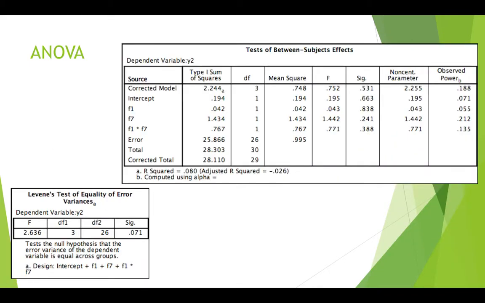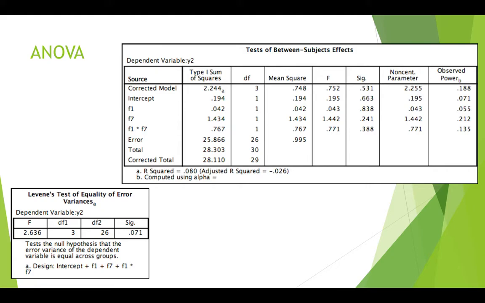Okay, so as I mentioned before, I will be using F1 and F7, as well as a dependent variable of Y2. Same as with MRC, I am using Y2 here. And as you can see with my main effects and my interactions right here, there is, yet again, no significance.